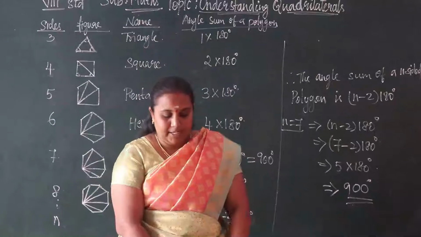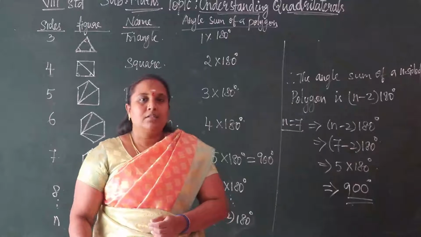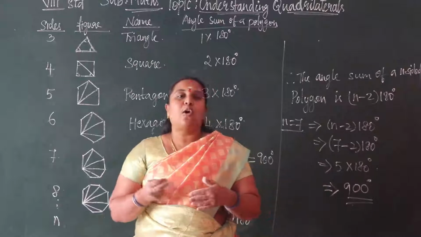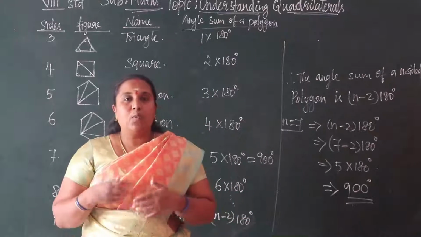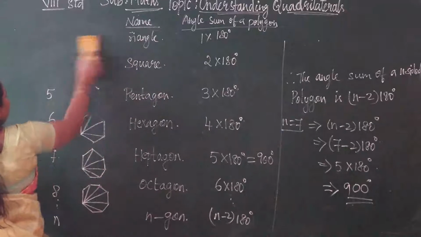The angle sum property is over. Now, diagonal. What is meant by diagonal? That is between opposite vertices. It is a line segment which connects non-consecutive vertices. What is meant by the word consecutive?